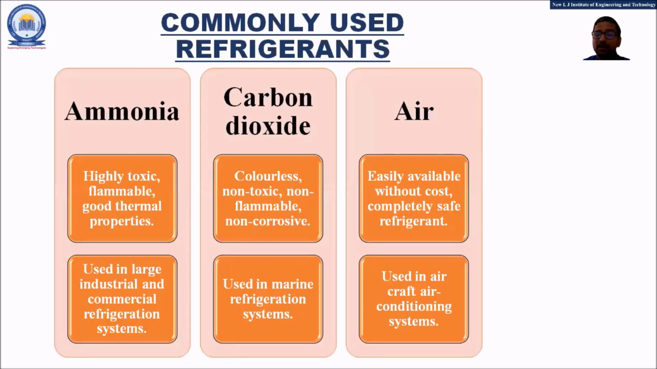Let us proceed further and now understand some practically used refrigerants. First is ammonia. It is highly toxic, flammable and has good thermal properties. Ammonia is used as a refrigerant in large industrial as well as commercial refrigeration systems. Next is carbon dioxide, that is CO2. It is colorless, non-toxic, non-flammable as well as non-corrosive. Carbon dioxide is used as a refrigerant in marine refrigeration systems.